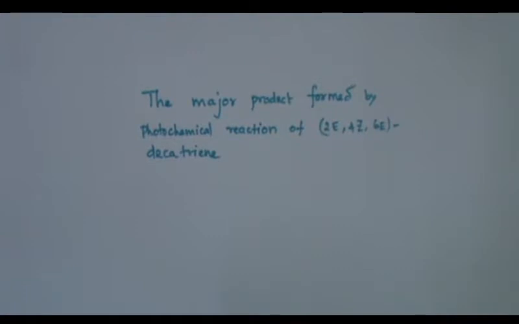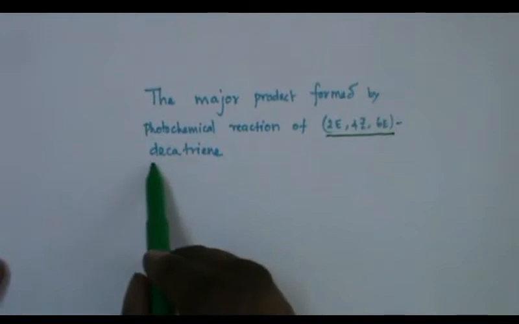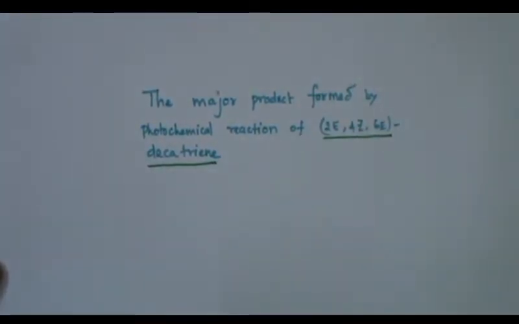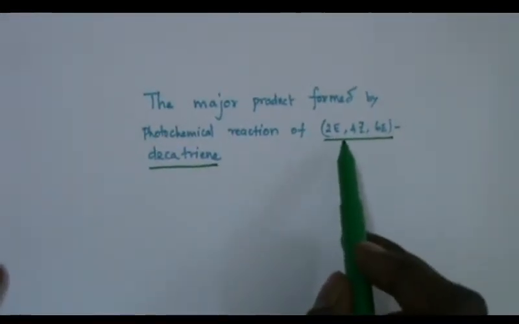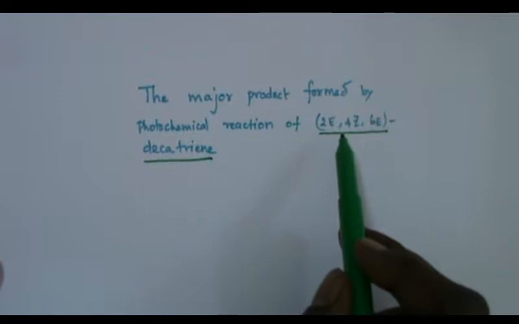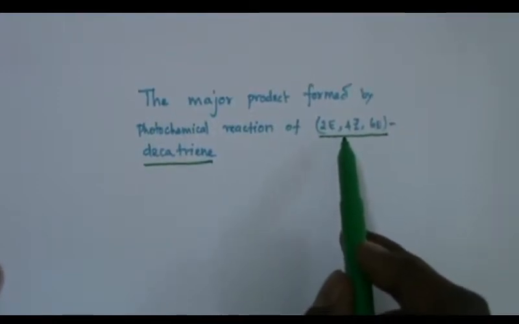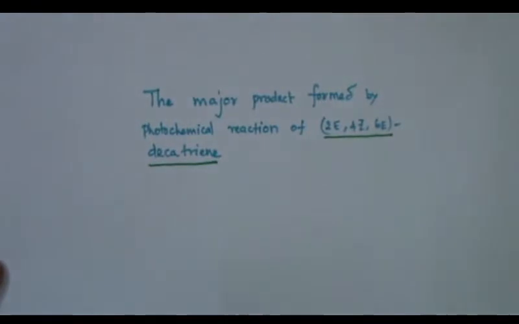In order to solve this, first you should know the structure of this compound. Second one, under photochemical condition, whether this compound will undergo conrotatory or disrotatory. If you know this, you can easily solve this problem. First one, what is the structure?